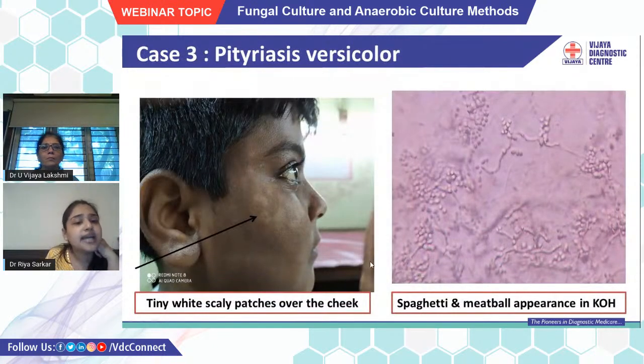This patient had given us tiny white scales from the cheek of a child. When we performed a KOH mount on it, we saw a classical picture. You can see these grape-like clusters, or we can call them meatballs. These hyphae, they look like spaghetti, isn't it? So this is a classical case of spaghetti and meatball appearance in Pityriasis versicolor caused by Malassezia furfur.